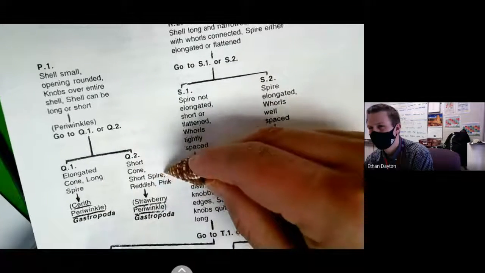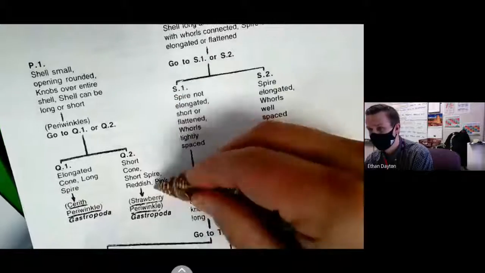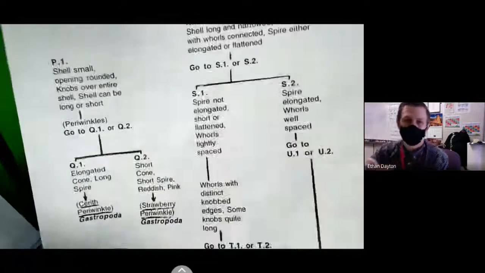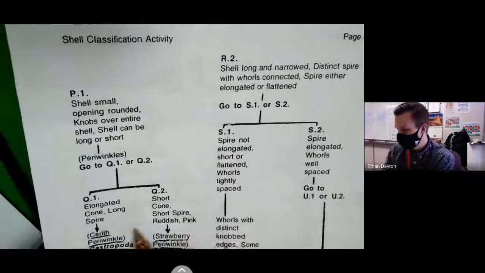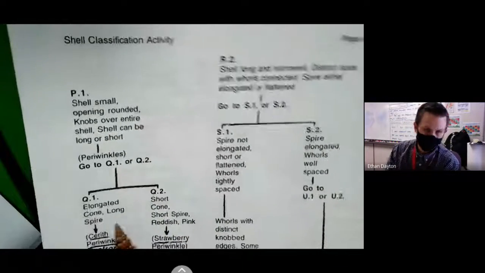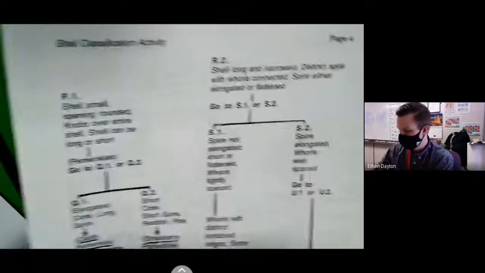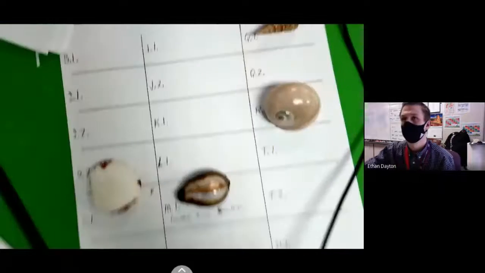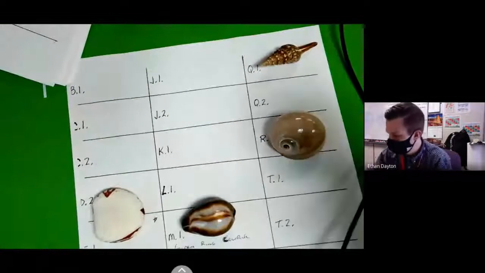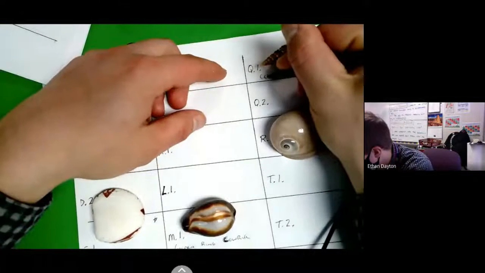The spire is not short. And I see a little bit more brownish. I know. I feel so bad because it's so hard to see. This one, I believe, is the serif periwinkle in Q1. Okay, so I'm going to put that up here in Q1. Serif.